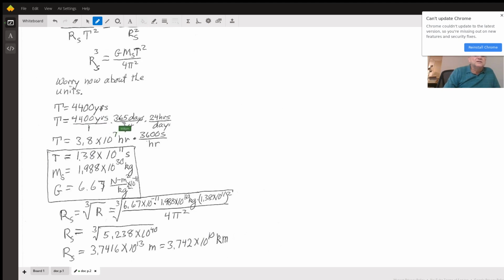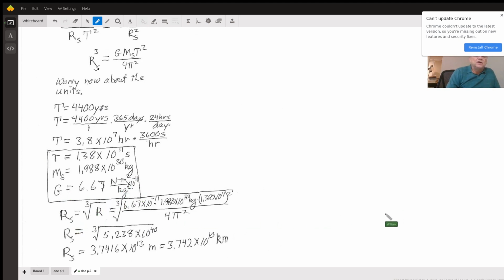4,400 years is the same as 3.8 times 10 to the 7th hours times 3,600 seconds per hour, and that gives us 1.38 times 10 to the 11th seconds. The mass of the Sun is this number, which I got from online, and G is this number here, Newton meters squared per kilogram squared times 10 to the minus 11.